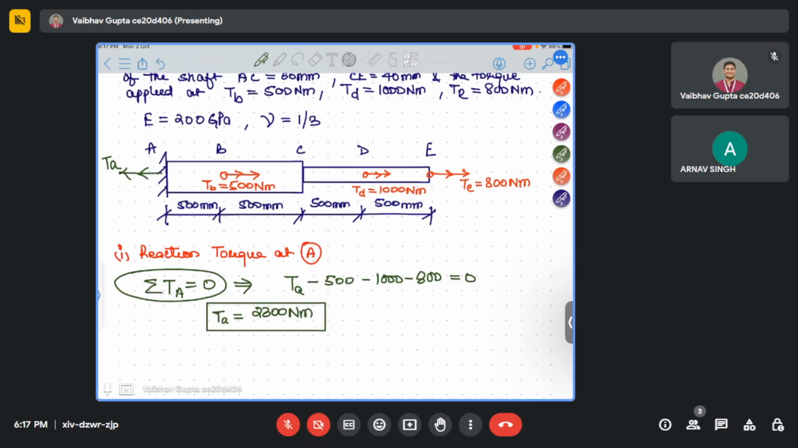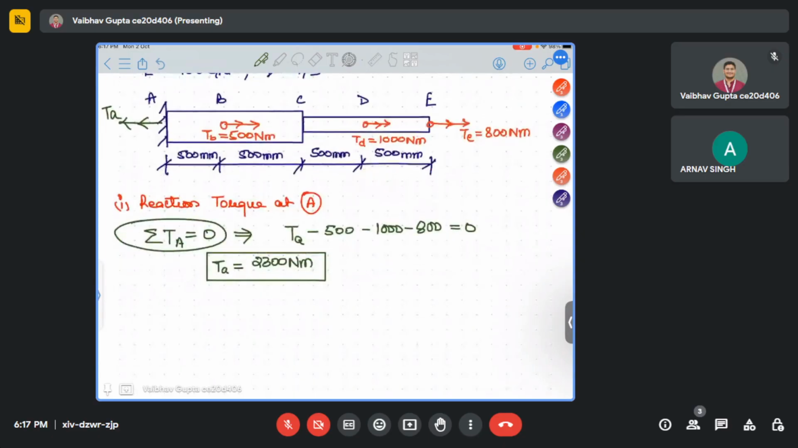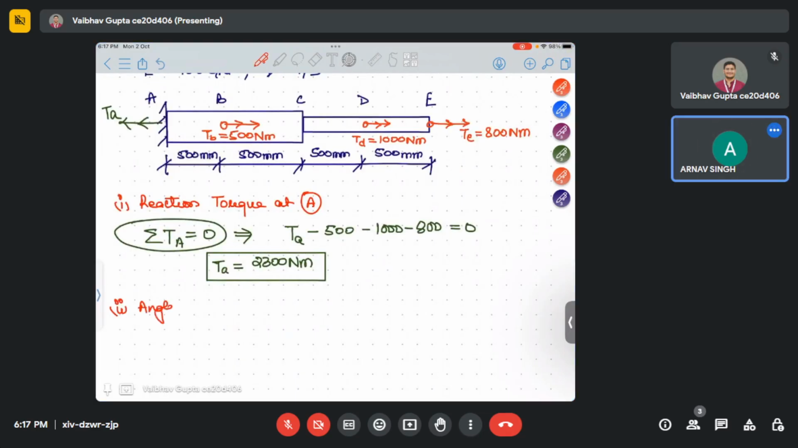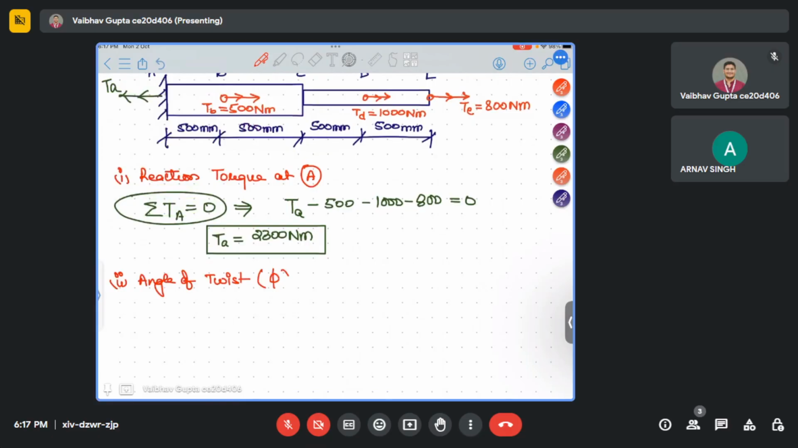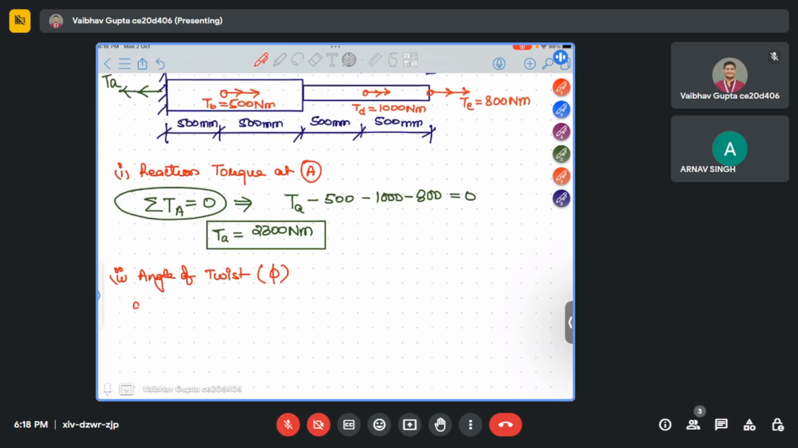This will be the reaction torque at A. Okay. Now the second question comes: angle of twist, phi. Okay. So three parts have been asked: phi at A point, phi at C point, and phi at D point.